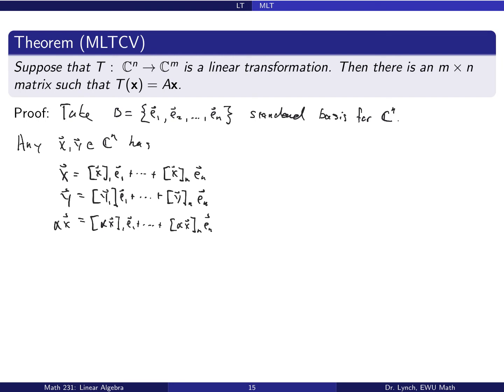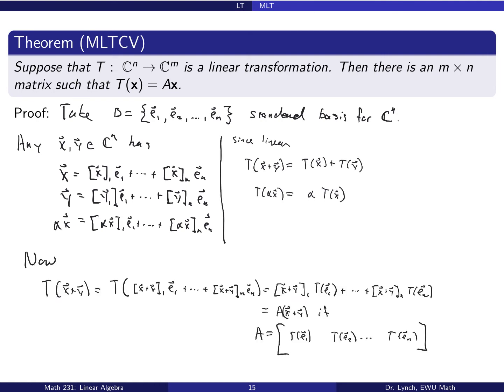So when B is the standard basis for Cn, we know that any vectors x and y that are elements of Cn can be written as linear combinations of those standard basis vectors. Also, any scalar multiple of x can be written as a linear combination of those standard basis vectors. Moreover, because the transformation is linear, the image of the sum is the sum of the images, and the image of a scalar multiple is a scalar multiple of the image. So all that's left is to write down what the image of the sum is and what the image of the scalar multiple is, and that's going to tell us how to cook up the matrix A.